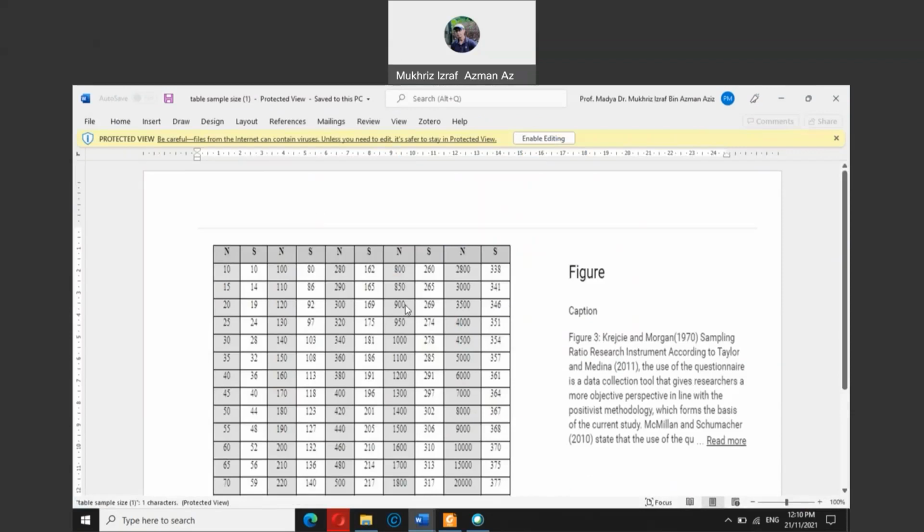I mean, of course, there are different statistical tables that you can apply, but Krejcie and Morgan 1970 is one of the most popular or common sources of reference. Whenever you want to determine, let's say, your population consists of 1,000 students, what should be the minimum number of samples that you need? So you need to use this table.